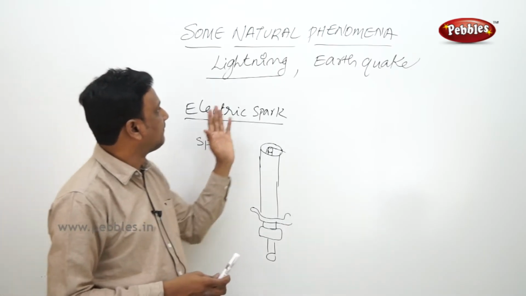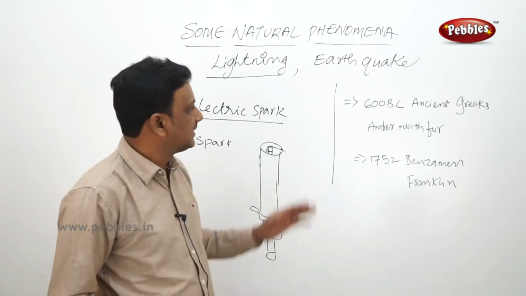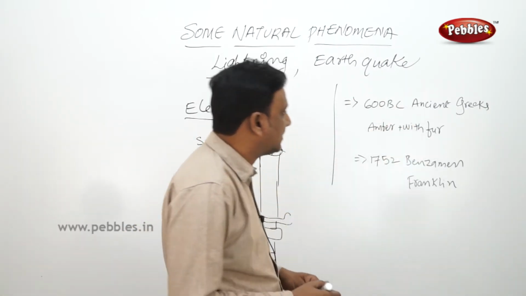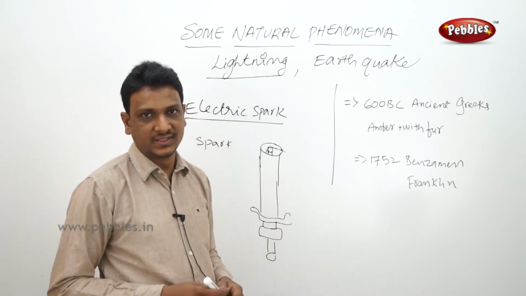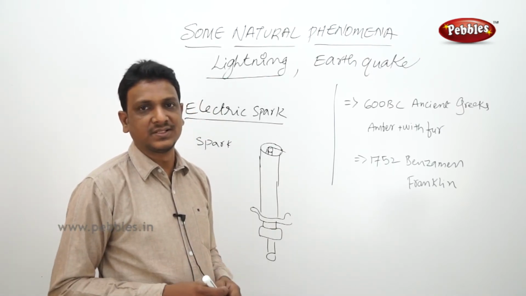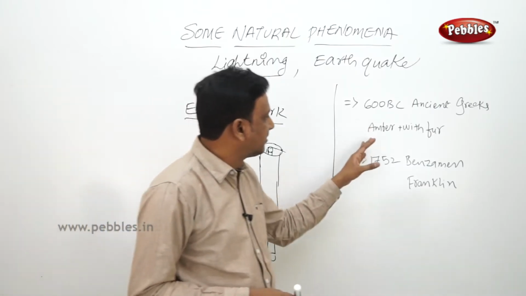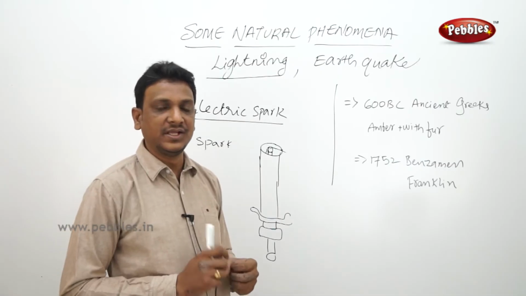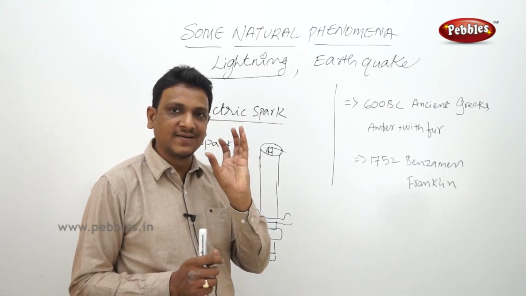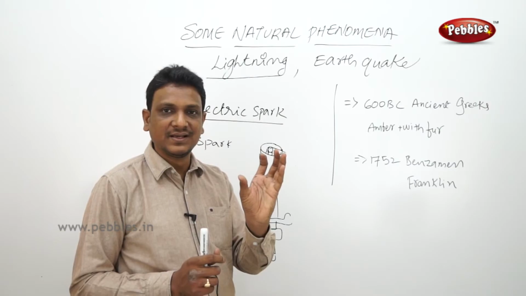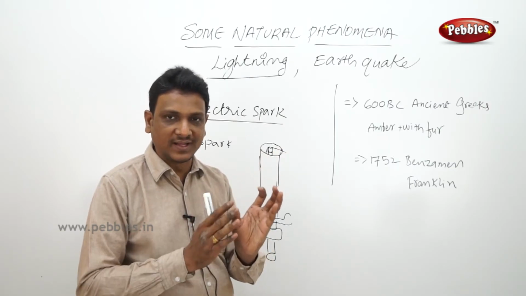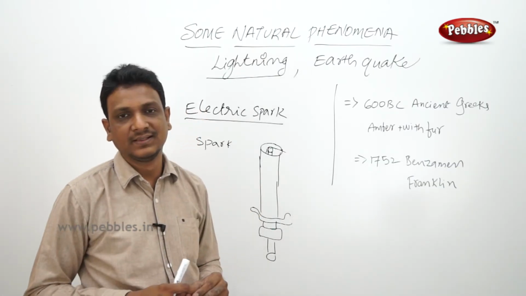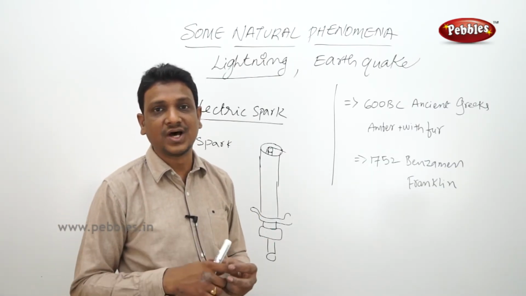Let us see some more facts about this lightning. In 600 BC, in ancient times, the ancient Greeks knew about charged bodies. They did some experiments. The ancient Greeks used to rub amber with fur. Amber is a kind of resin from trees. If amber is rubbed with fur, then the amber will attract certain light objects like hair. How is it attracting? It is getting charged there.